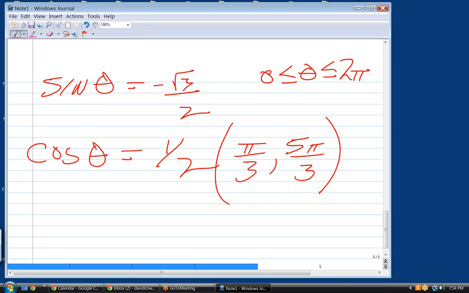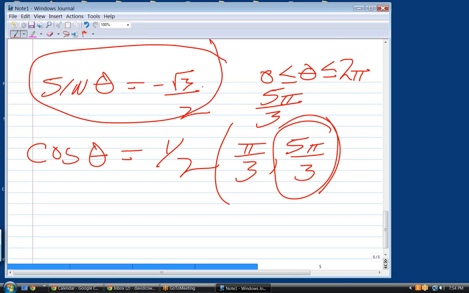That would be the fourth quadrant. 5 pi over 3 is the only answer. It's the only place in all four quadrants where both of these two things are true. There's actually two angles where that's true, and there's two angles where that's true. But there's only one angle that overlaps both of them, or that is common to both.